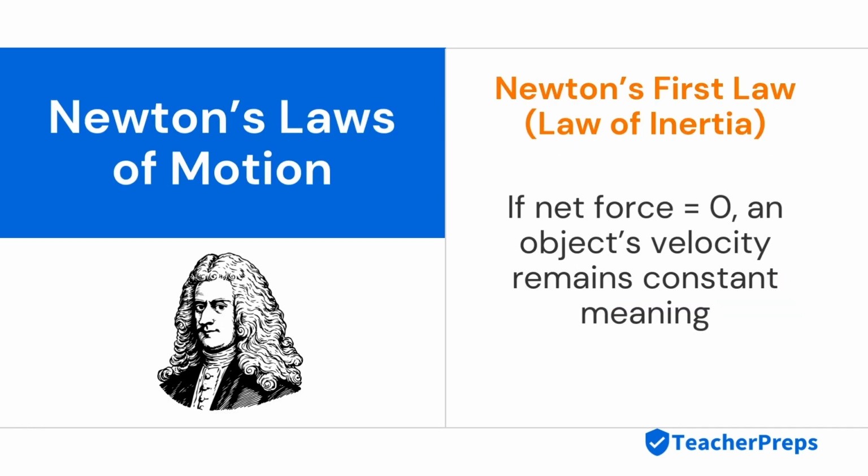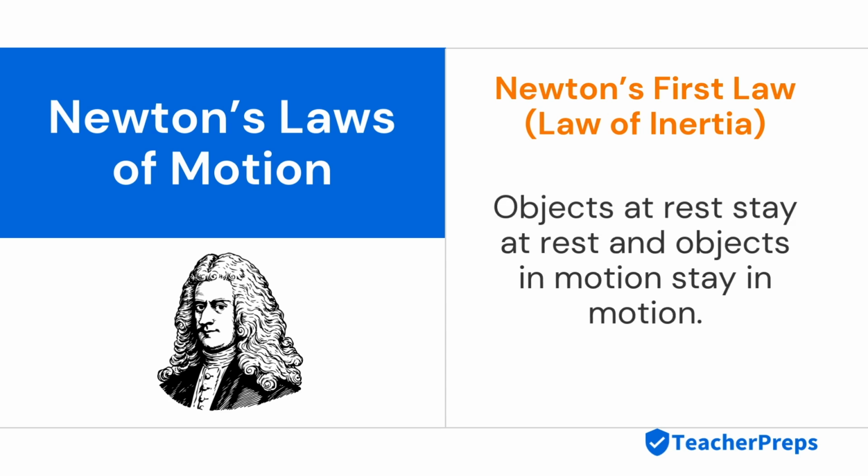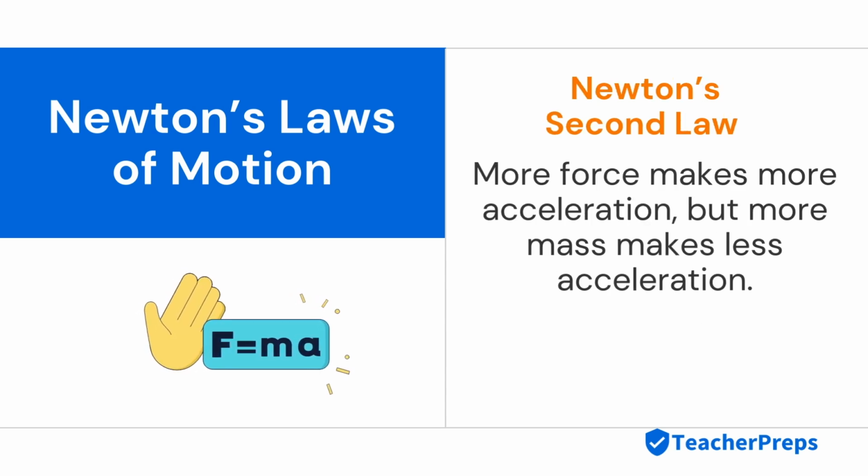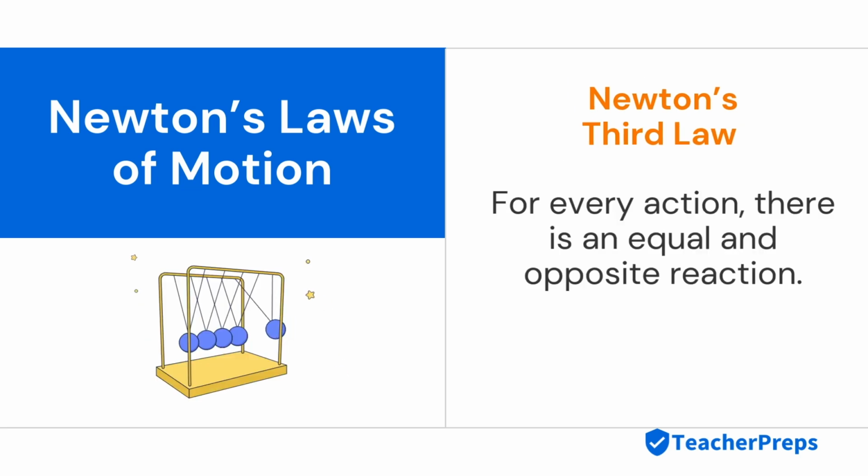Let's now shift focus to Newton's laws of motion, starting with Newton's first law, or the law of inertia, which indicates that if the net force is equal to 0, an object's velocity remains constant, meaning objects at rest stay at rest, and objects in motion stay in motion unless acted upon by an unbalanced force. Newton's second law says more force makes more acceleration, but more mass makes less acceleration. Newton's third law says that for every action, there is an equal and opposite reaction.